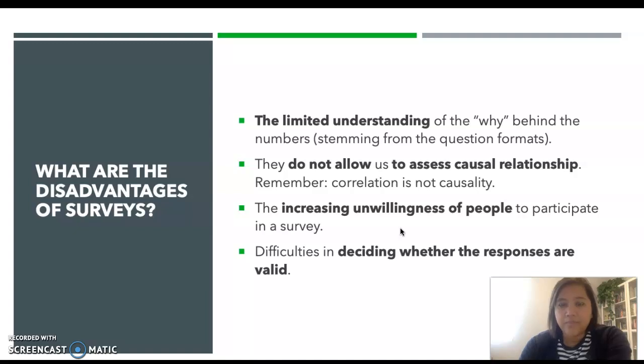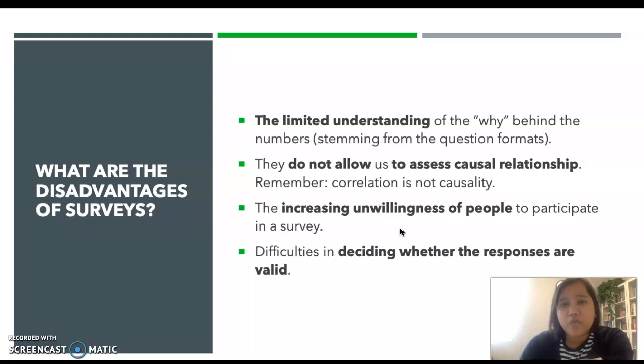And then there's this increasing unwillingness of people to participate in surveys. And the reason is because people get busy. You have tons of assignments, you have work, and then you have relationships with your family, with your partners that you need to maintain. And so most of the time, taking surveys can be quite a hassle, especially if the survey has so many questions.